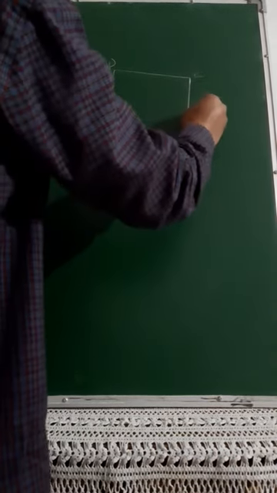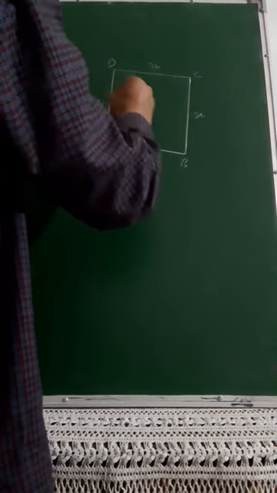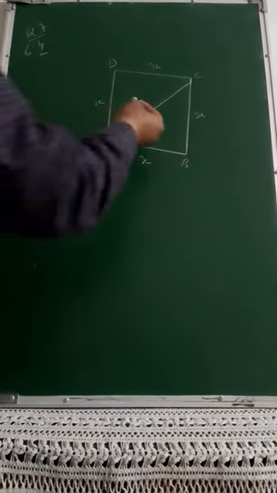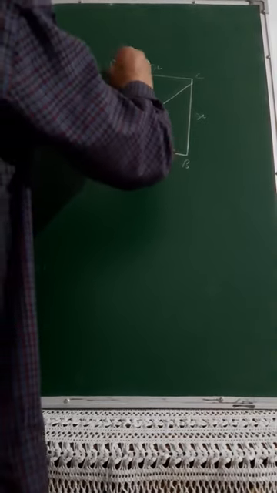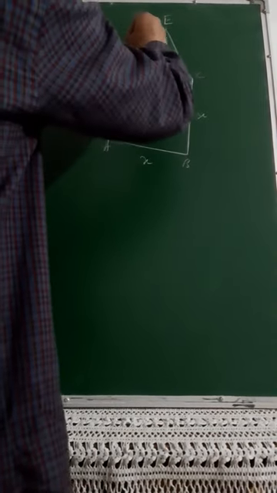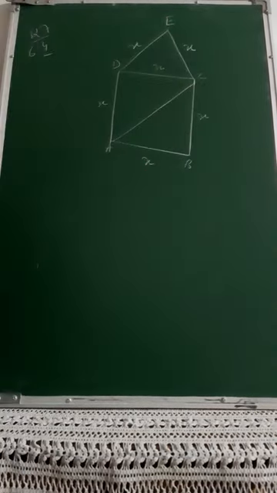Suppose I am taking the side as X, and the diagonal is also there. Now one equilateral triangle is described on one of its sides. Suppose I am taking this as DEC. So if this is X, this is also X and this is also X.